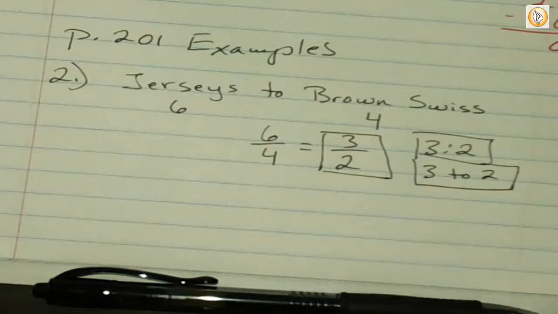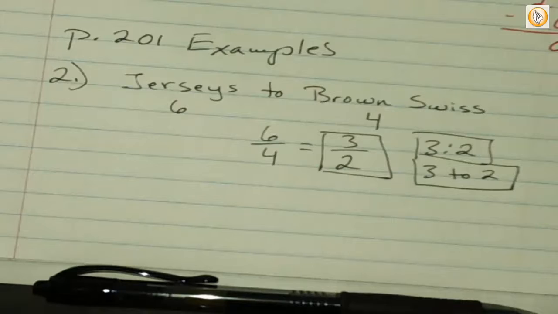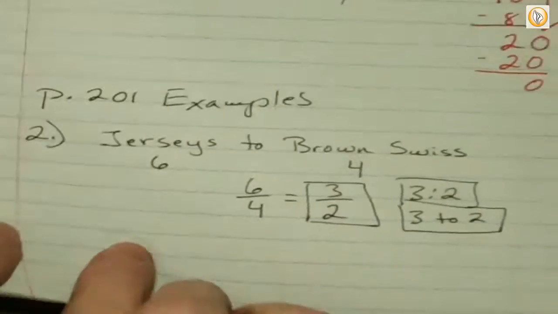Just to clarify, I think you told us this already, but like jerseys would be the first number. Yeah, that's right, because it was listed first. Okay, yeah, I get it. Okay, y'all got it down?